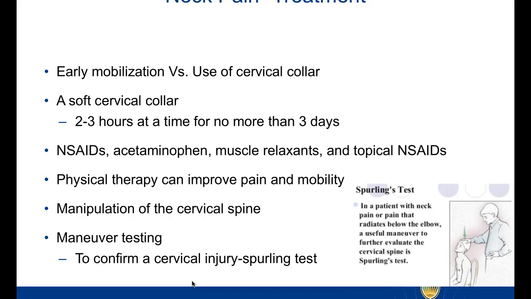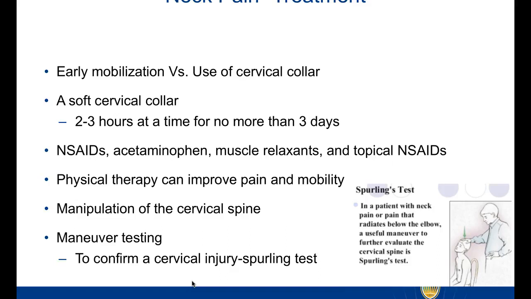NSAIDs, acetaminophen, and muscle relaxants may be beneficial, and topical NSAIDs, especially topical ketoprofen or diclofenac gel, have been shown to be effective in randomized trials for a variety of acute soft tissue injuries. Physical therapy can improve pain and mobility and facilitate the return to normal function. Massage, nerve stimulators, cold initially, then heat applications seem to reduce pain.